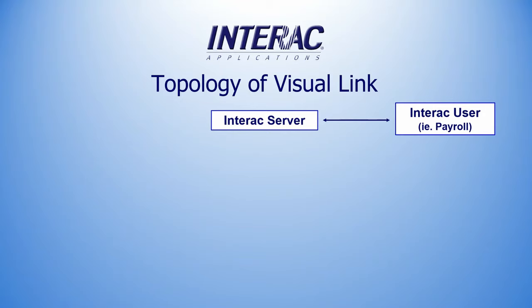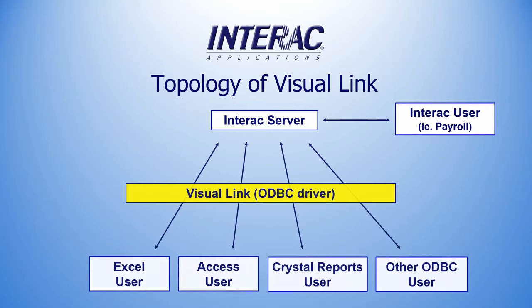The topology of our normal environment is we have an Interac server and we have Interac users. Now, they could be on the same machine, but more common is to have a server with users hooking up to it. With Visual Link, though, we now can have Excel users, Access users, Crystal reports, or other apps using ODBC drivers to access the database directly. This will be easier to demonstrate, and we're going to look at 2 examples of Visual Link with Interac.